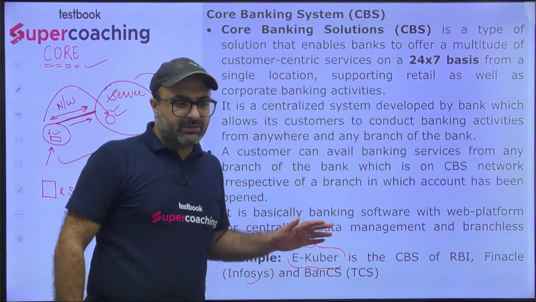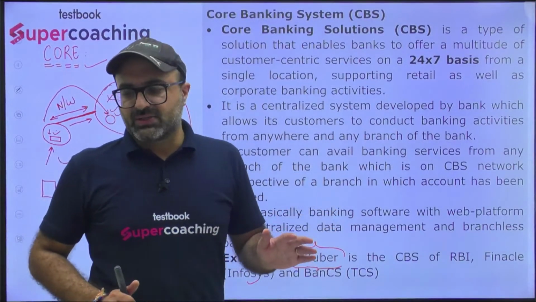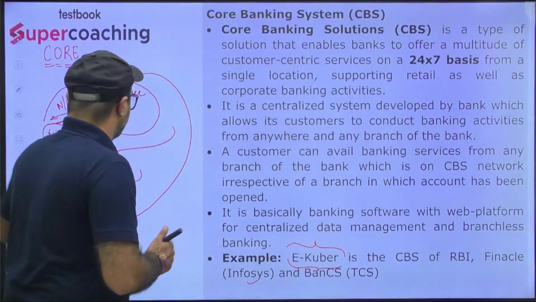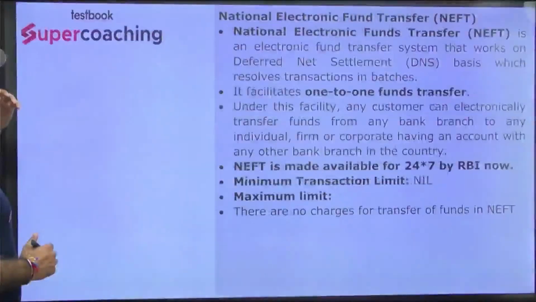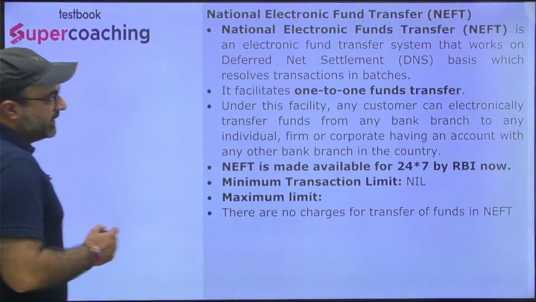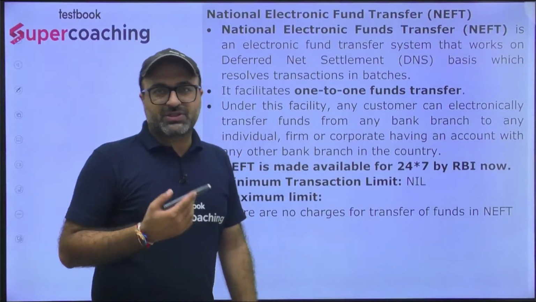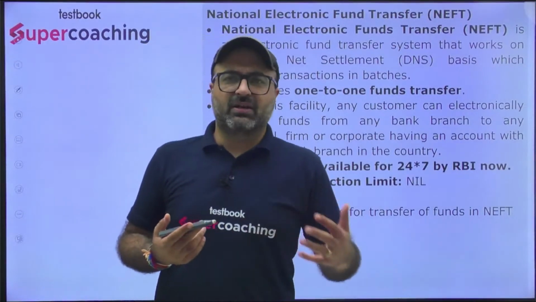Is it clear? Is it clear, everyone, till this point? Okay. Now let's move to the next point. What does the next point say? So the next point is different types of transactions which can be done electronically with the help of the internet.